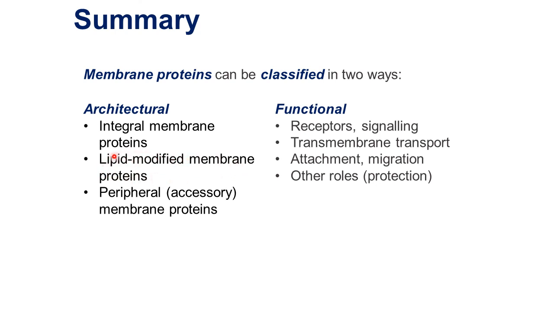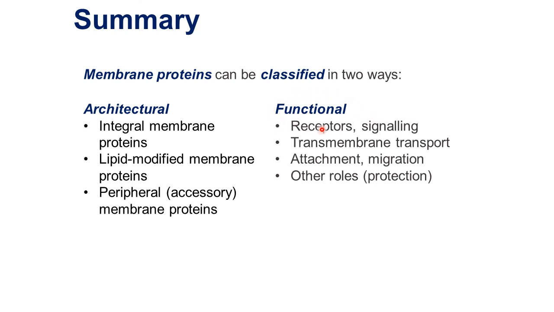Another class of membrane proteins are lipid modified membrane proteins, for instance the G alpha and G gamma proteins that are involved in signaling. These proteins contain lipid anchors which are inserted in the membrane. And a third class of membrane proteins are the peripheral or accessory membrane proteins. These are proteins that do not interact directly with the membrane, but indirectly through interactions with membrane-associated proteins.